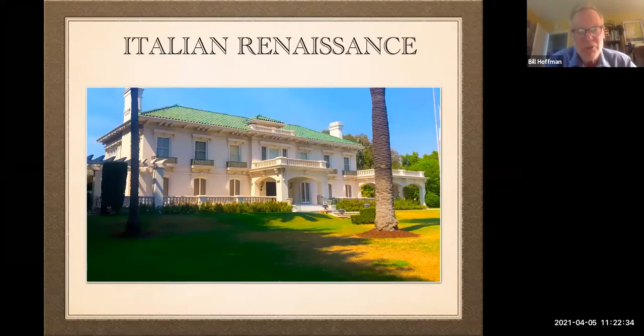The Italian Renaissance style was brought back in the 1920s. This is a very squarish and formal building, like the early Renaissance buildings in Florence that were first designed in the late 1400s. You can see the cornice sticks out from the building. It's a low-pitched roof, and it's quite symmetrical. This is the building in Pasadena, the Wrigley Mansion, headquarters of the Tournament of Roses.